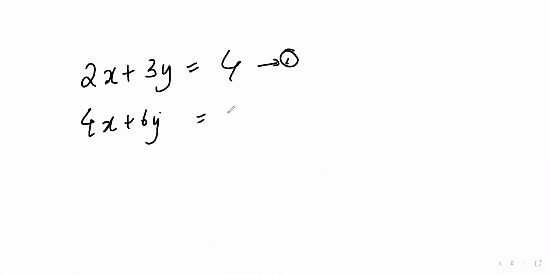Let's take 2x plus 3y is equal to 4. This is my equation 1. So what I am writing here is 4x plus 6y is equal to 8. 4x plus 6y is equal to what? 8. So just be alert for only 5 seconds. Kindly be alert. 2x is here, 4x is here, 3y is here, 6y is here, 4 is here, 8 is here. This is my 8.